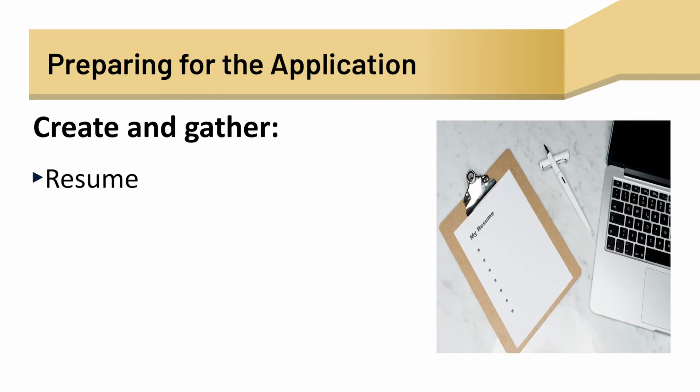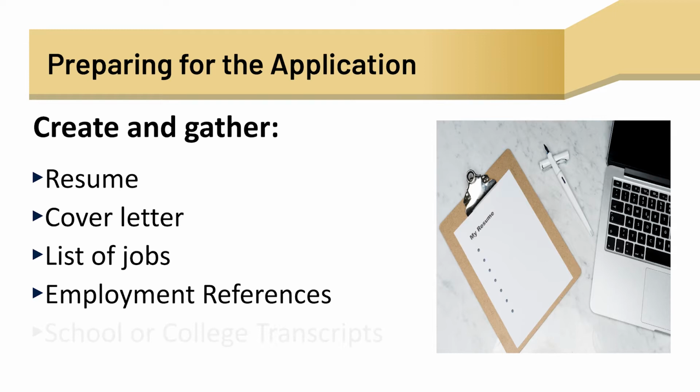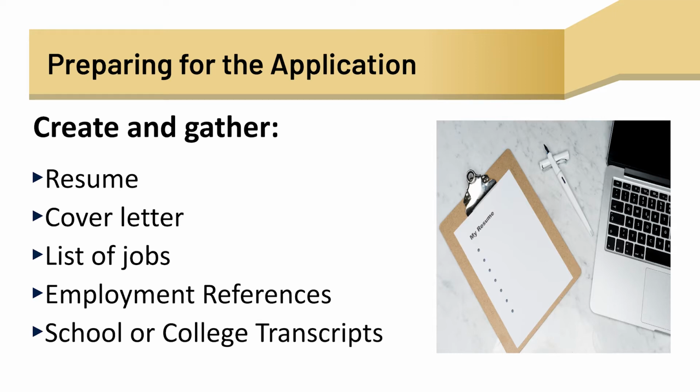When completing a job application, you will need various other resources that contain the information that you'll be requesting in the application process. Some of the resources or documents you may need are your resume, a cover letter, a list of jobs you have had, employment references, and school or college transcripts. As we continue, we will discuss where each item is needed in the process of completing your application.